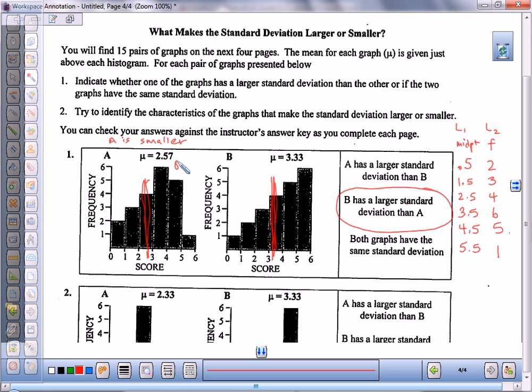Okay, did we get a standard deviation of approximately 1.365? Okay, any questions? All right, you try to find the standard deviation of B all by yourself.